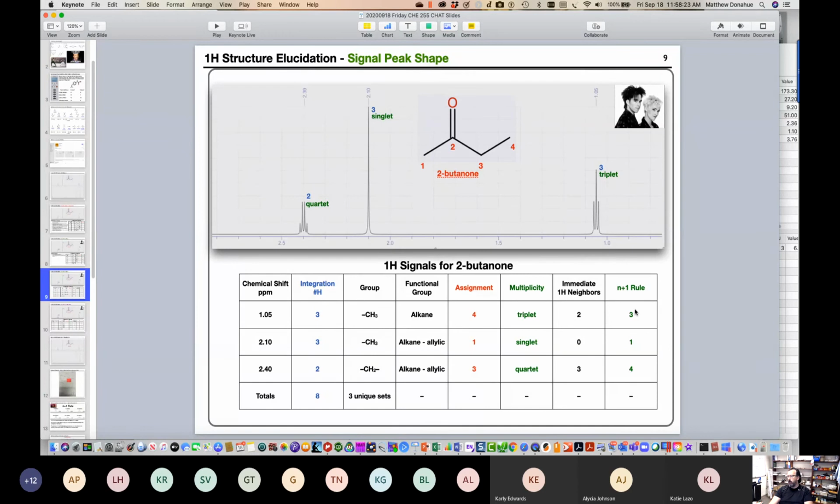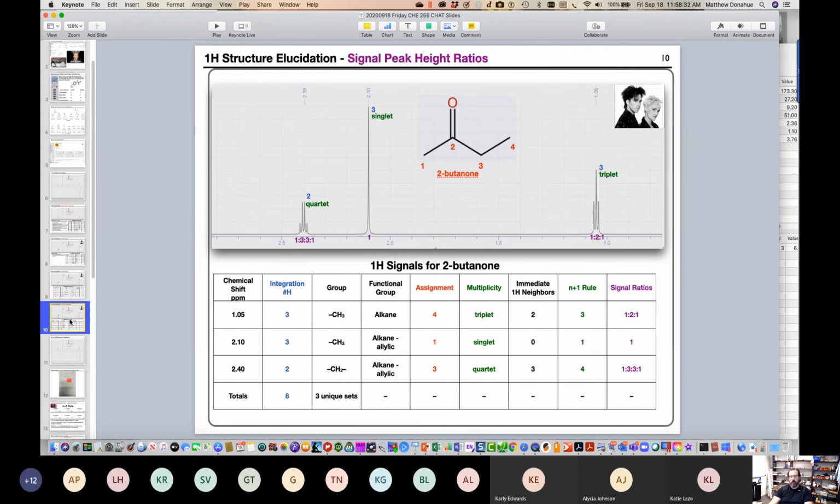Yeah, I'll have a separate lecture screencast on this as well. So my next question to you is, again, we've sort of determined why the peaks look different, why they have the look. But what about these words in purple now? Signal peak height ratios.